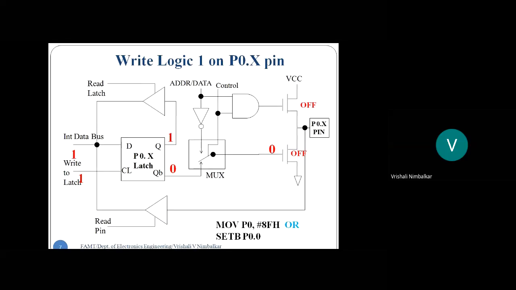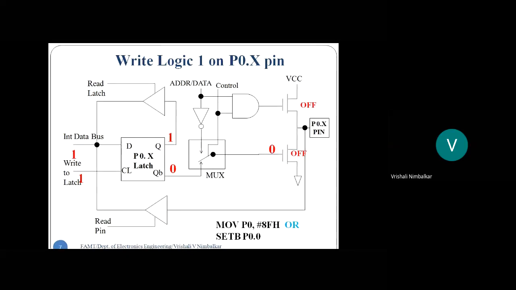Yes or no, students? Now there is a problem. The upper MOSFET is off, meaning disconnected from VCC. The lower MOSFET is off, disconnected from ground, meaning that pin is floating. So what is the logic available on the floating pin, students? Someone answer me.